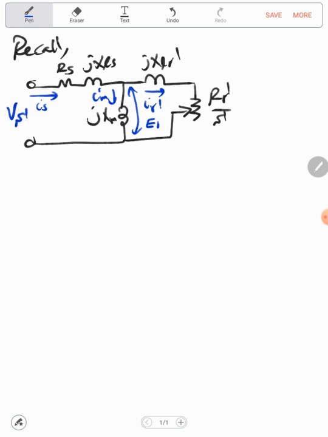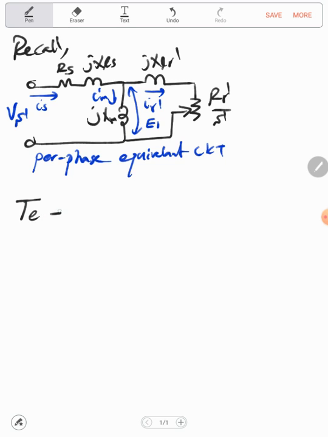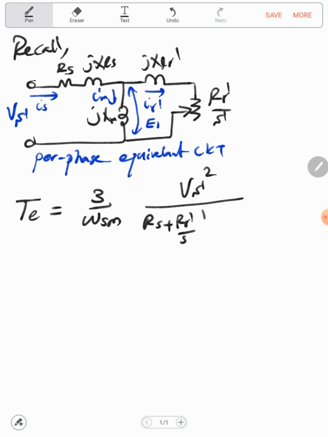Now this is the per phase equivalent circuit. So from the per phase equivalent circuit, we found a relation between the torque and the speed, and it was TE equal 3 over omega S mechanical, VS square over RS plus RR dash over S squared plus XLS plus XLR dash squared, all multiplied by RR dash over S.